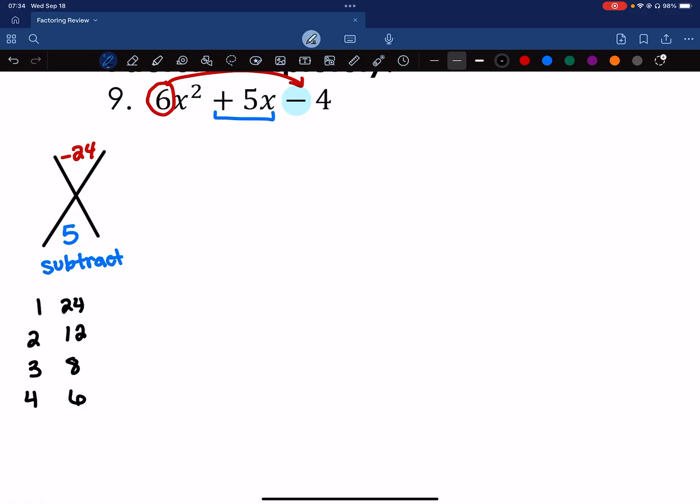So out of these combinations, we want to subtract to get a positive 5, which would be this combination with the 3 being negative. Okay, if we think back to what I said, the bigger number takes this sign. My bigger number is 8, so it needs to be positive. So we have -3 and 8. So when we factor this, we would think we get x minus 3 and x plus 8.